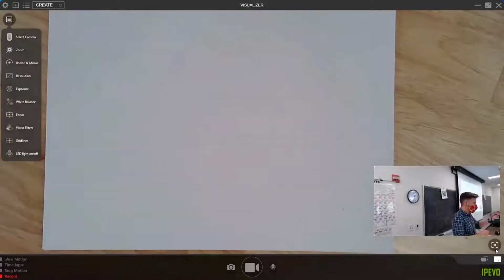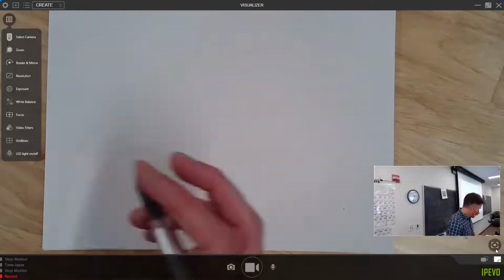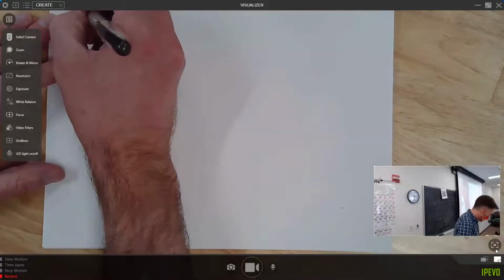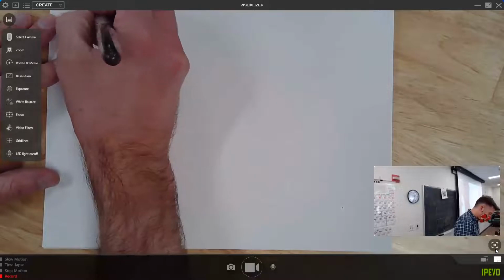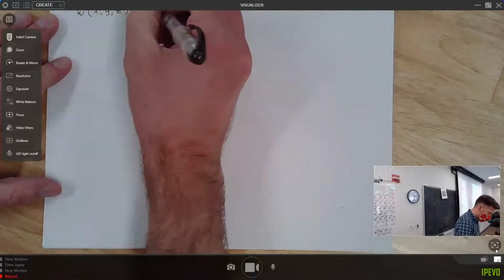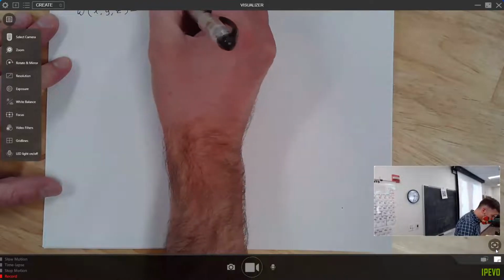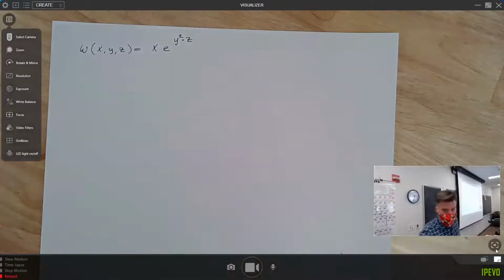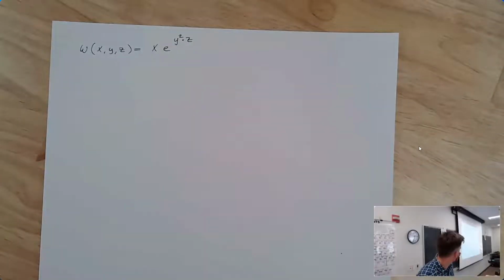But chain rule is what's on deck. So let's do 1 or 2 more. Just take a look real quick. Oh, another step. Yeah, let's say we have this lovely looking thing. W is a function of x, y, and z is equal to x e to the y squared z.